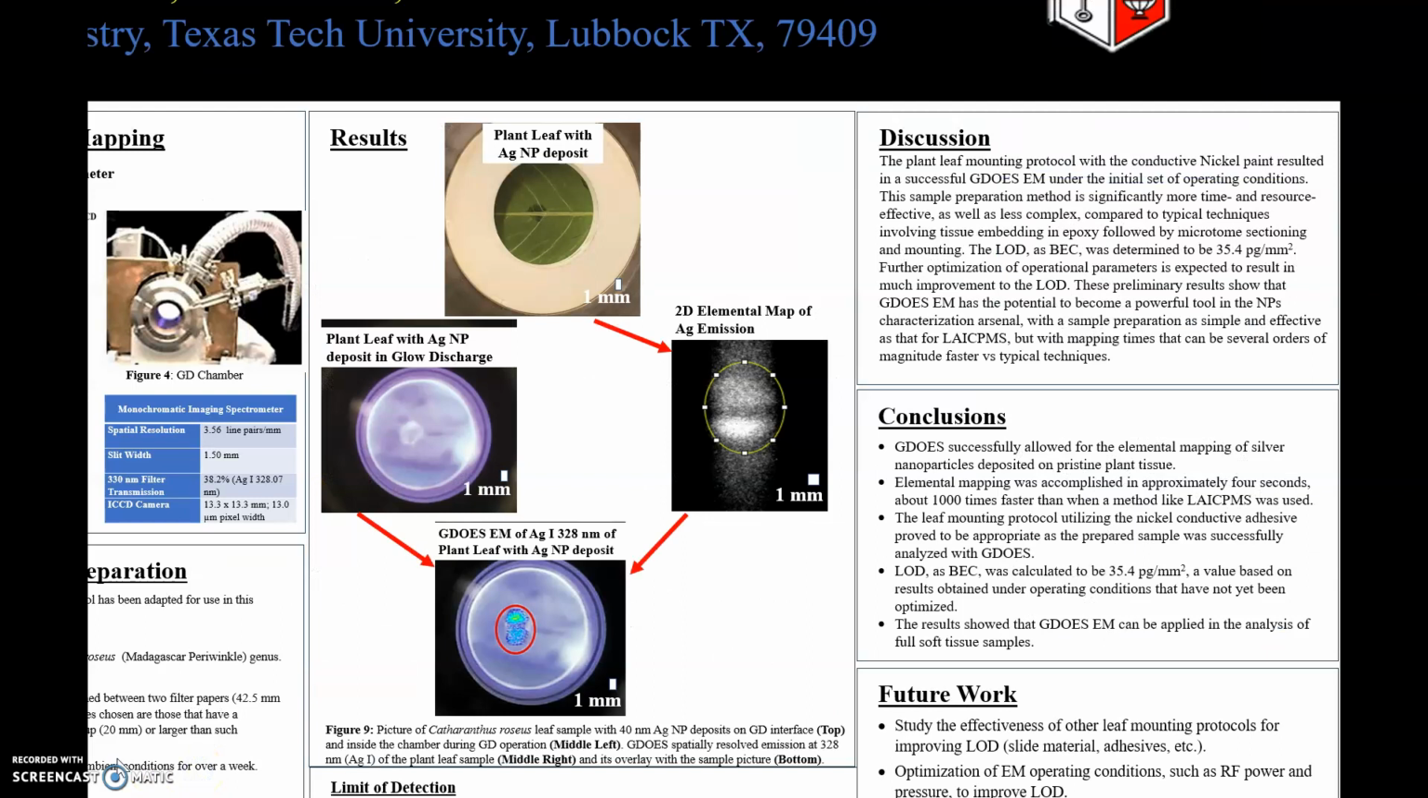As I continue on, I will discuss our findings. The nickel paint mounting protocol proved to be the most effective. Our LOD was calculated to be 35.4 picograms per millimeter squared under non-optimized operating conditions. This means that glow discharge optical emission spectroscopy successfully allowed for the elemental mapping of silver on plant tissue. Elemental mapping was actually undertaken in 4 seconds, which is approximately 1,000 times faster than when a method such as laser ablation inductively coupled plasma mass spectrometry was used in other works. This means that many more samples can be studied, leading to a more comprehensive understanding of nanoparticle plant interaction when implementing glow discharge optical emission spectroscopy.